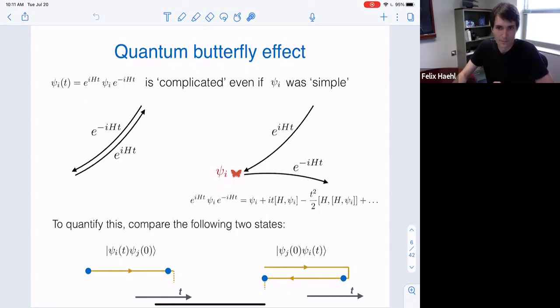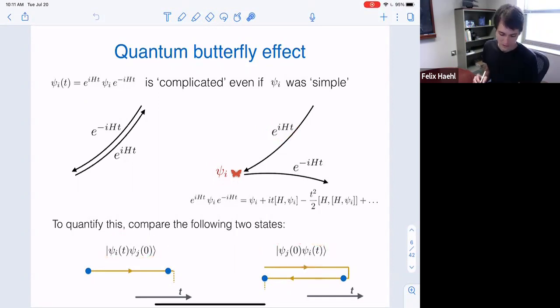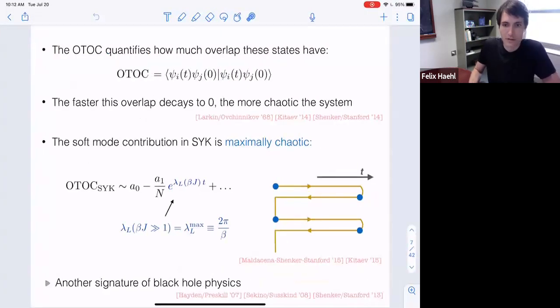So to quantify how chaotic this time evolution is, one thing you can do is compare these two states. You can compare what's the difference between inserting the operator at time 0 and at time t, or doing it the other way around. It's clear that for very small times t, let's say the two operators commute, then these two states are roughly the same. So it shouldn't matter very much in which order you apply the operators. That means they have large overlap.